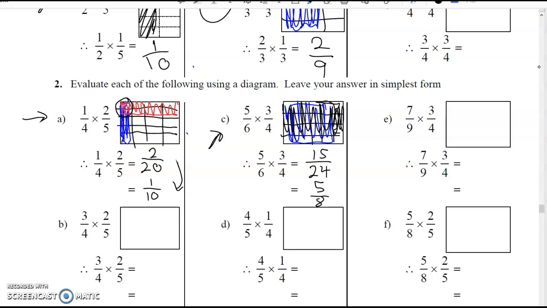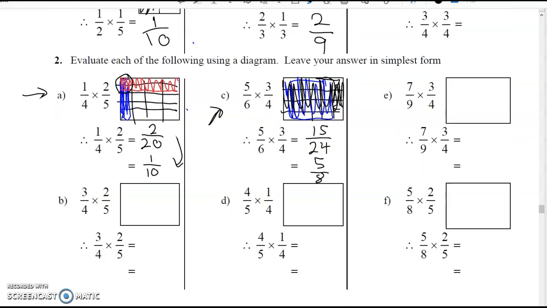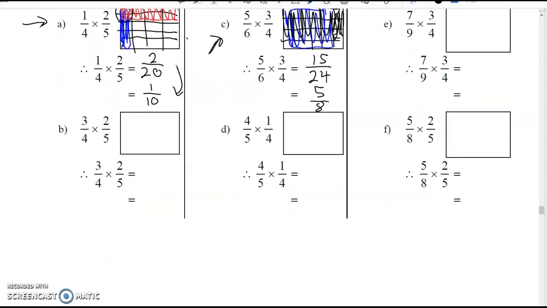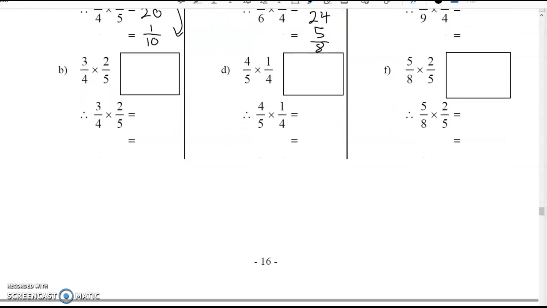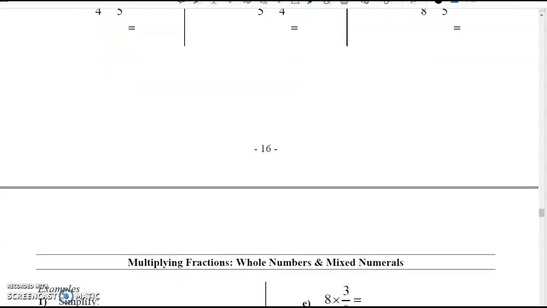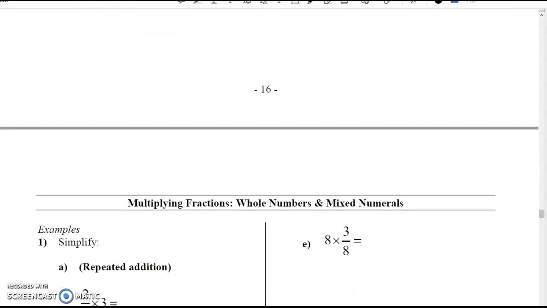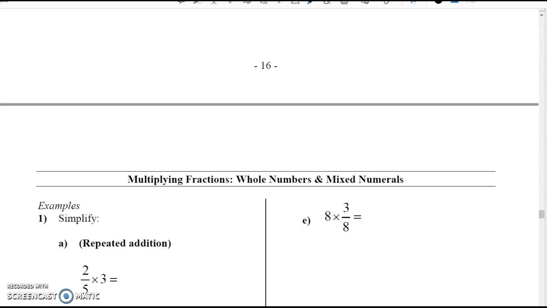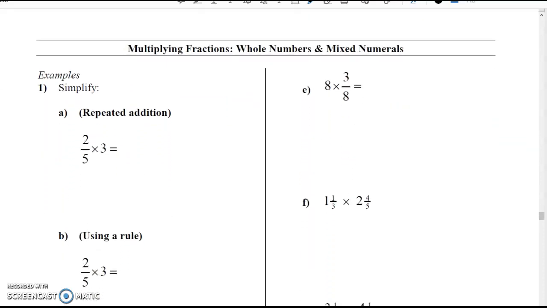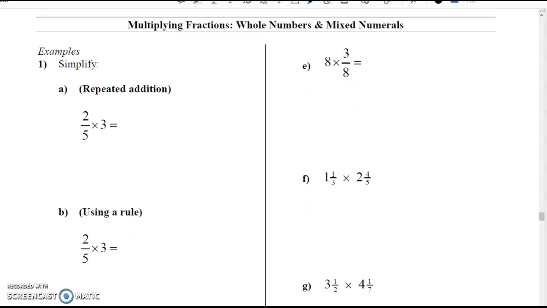Fantastic. So that's how you use a diagram to solve these. And hopefully that helps you understand why when you multiply a number by a fraction, by a proper fraction, then it's going to make it smaller. So let's have a look at some multiplying fractions here on the next page, page 16. Multiplying fractions, whole numbers and mixed numerals.